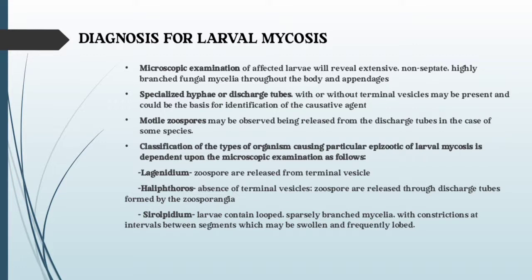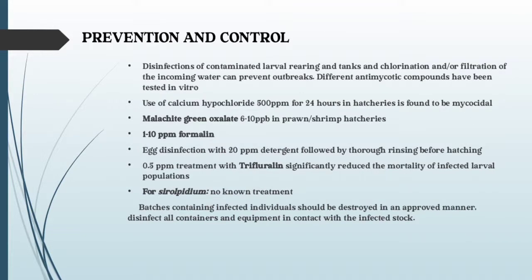Lagenidium: zoospores are released from terminal vesicles. Sirolpidium: absence of terminal vesicles, zoospores are released through discharge tubes. Prevention and control: disinfection of contaminated larval rearing tanks and chlorination and filtration of the incoming water can prevent outbreaks.